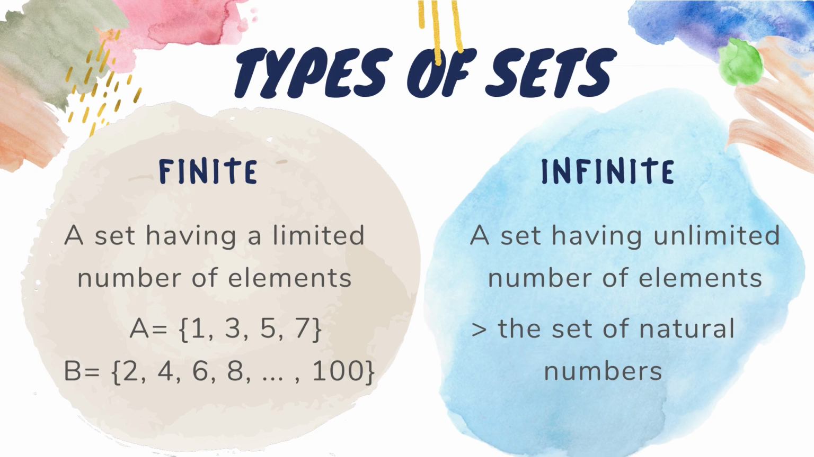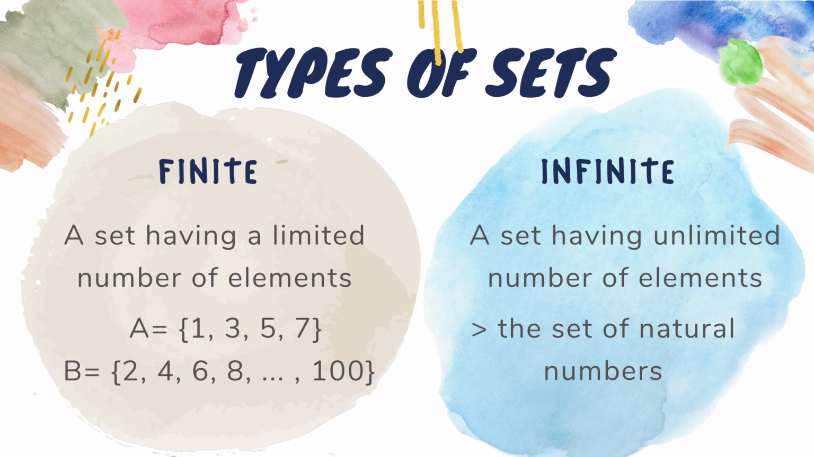We also have set B, which is the set of even numbers up to 100. So still, although we have here an ellipsis, we have a last element which is 100, which states that this set is finite. Take note that not all sets with ellipses are infinite. Okay? So let us now move to infinite set.